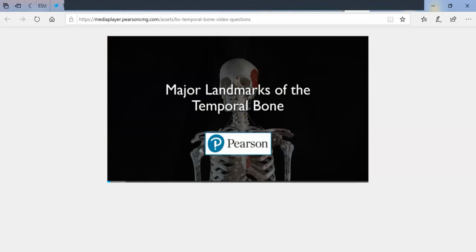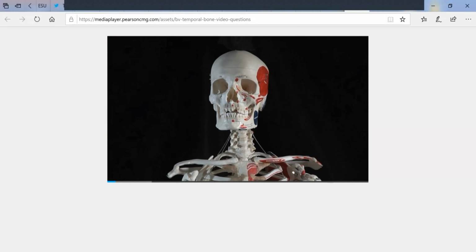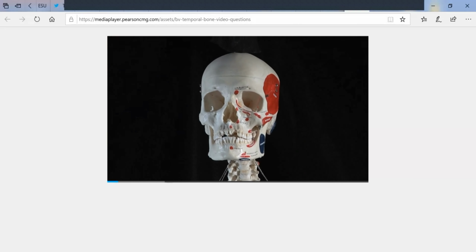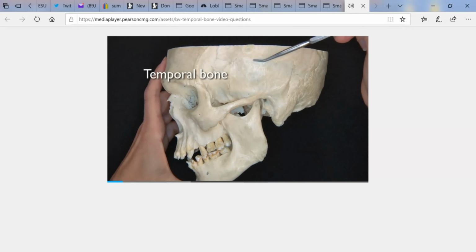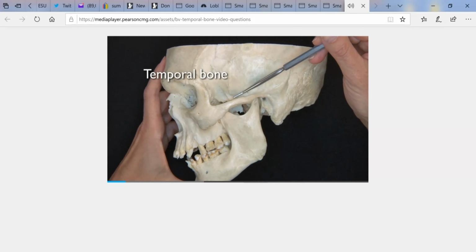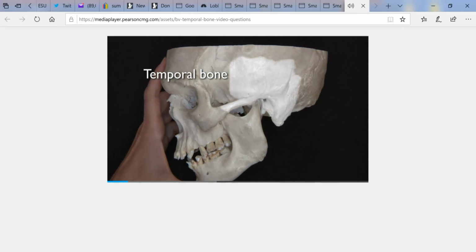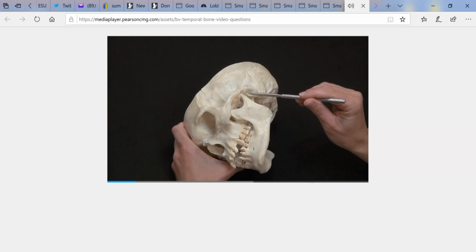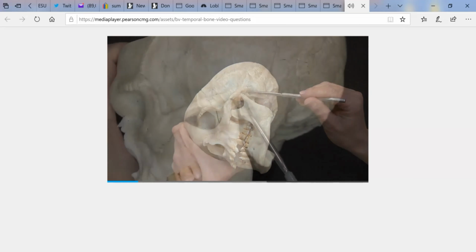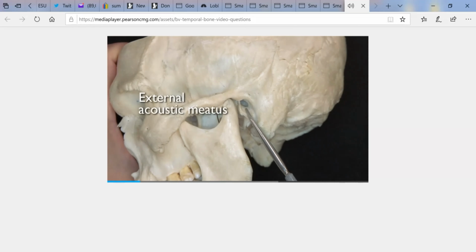Major landmarks of the temporal bone. Let's examine the major landmarks of the temporal bone. This is the temporal bone. It's found on both the right and left sides of the skull. The opening for the ear is the external acoustic meatus. The external acoustic meatus serves as a handy landmark for dividing the bone into 4 regions.